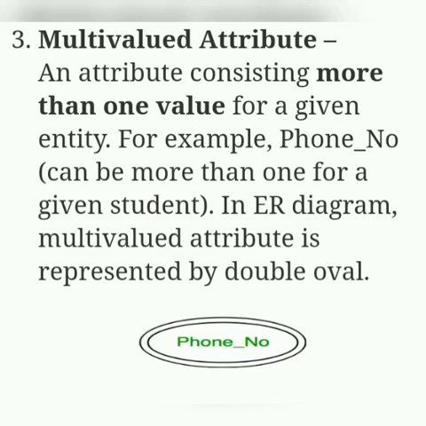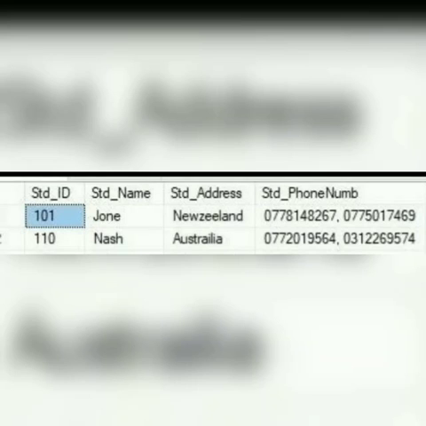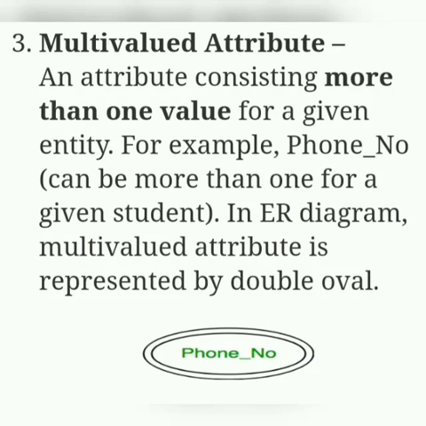For example, the student can give the number of both her father and mother and her home. Like that, she can give more numbers for the particular details. So for a single attribute itself we are having more values. So that is here multi-valued attribute.